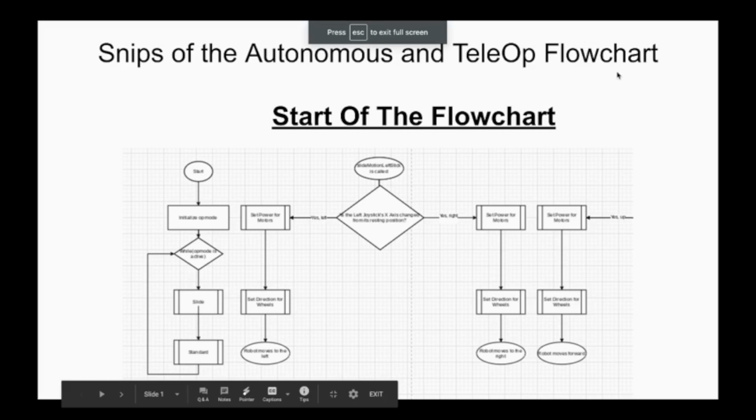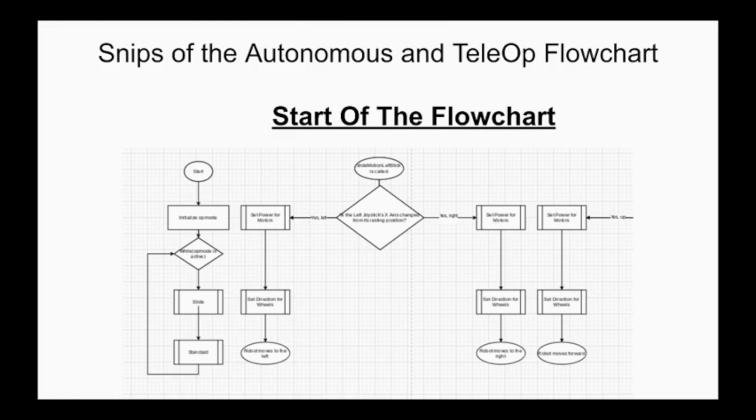Hello, today I'll be speaking about our programming flowchart. In the flowchart, we'll explain how our autonomous and teleop code works. When we first start any of the codes, we first press start and then initialize op mode before the run starts. For the robot, we use the start op mode feature to pre-close the cloud before autonomous.